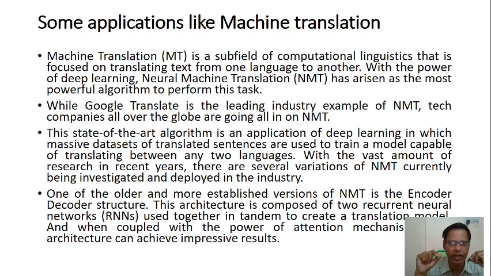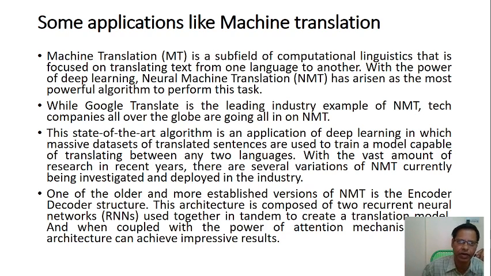Some applications like machine translation. Okay, the second topic we are going to discuss in the second unit is some applications of how machine translation is taking place in NLP. Machine translation is a subfield of computational linguistics that is focused on translating text. It is used for translating text from one language to another.